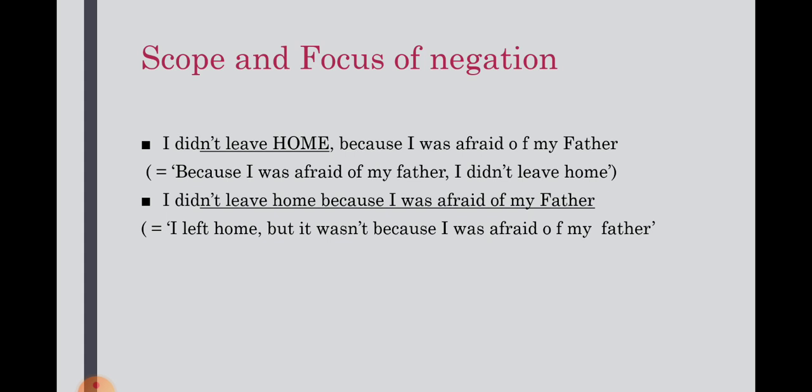In the second example, I did not leave home because I was afraid of my father. So here we did not specify the scope, the focus, of negation. So this means that we expected something else, or we made the assumption that I left home, but it was not because I was afraid of my father.